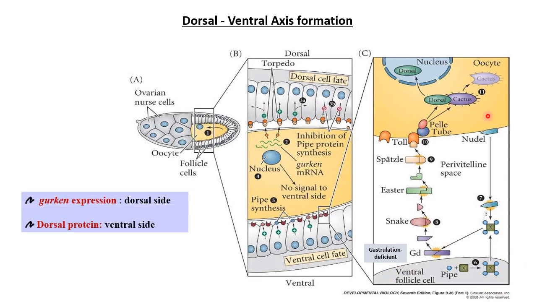So the overall summary is Gurkhan expression leads to dorsalization, and dorsal protein formation or activation leads to ventralization of the embryo. So basically to remember it, you just remember that it is exactly opposite, like dorsal is for ventral. So in that way you will eventually remember that yes, the other protein Gurkhan is for dorsal.